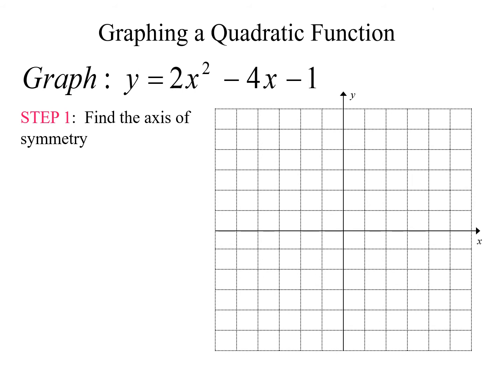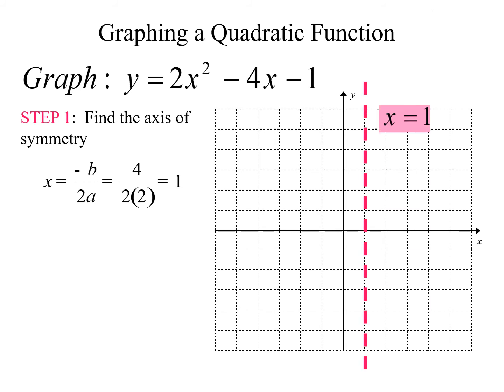So let us graph y equals 2x squared minus 4x minus 1. Step 1, find the axis of symmetry. So substituting all the values for your a and b, we have x equals 1. From here, we are going to have our axis of symmetry, x equals 1.